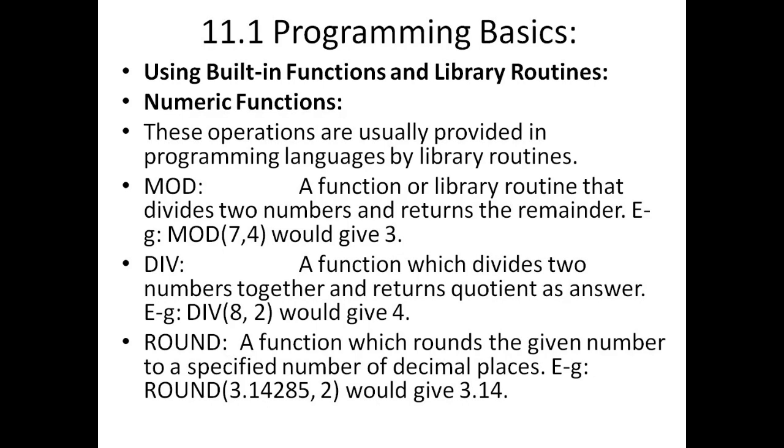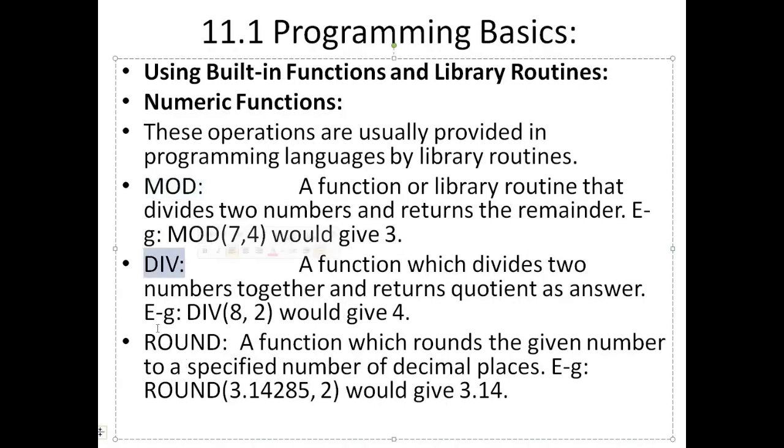So technically we have numeric functions. In numeric functions we have mod, div, and round. Round basically is a function which rounds the given number to a specific number of decimal places. For example, round 3.14285, 2 would round it off to just 3.14. It would round it off to 2 decimal places.